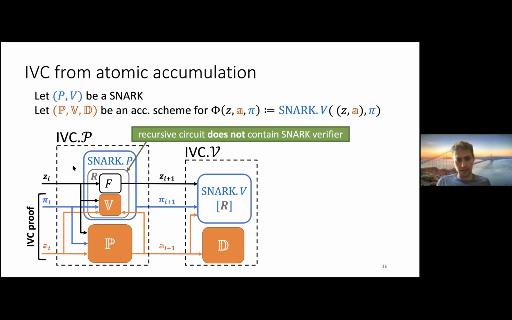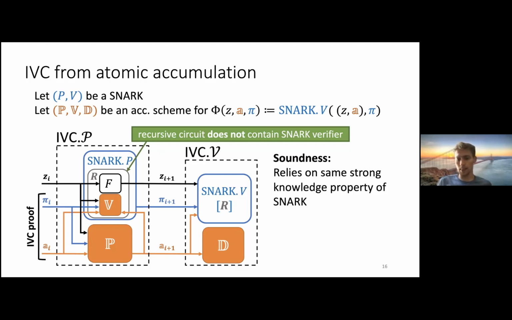Well, the important thing is that now this recursive circuit, and this is really the costly part about IVC, doesn't contain the SNARK verifier anymore. All it contains is the accumulation verifier, which by assumption is much cheaper. It turns out that having a SNARK with an efficient accumulation scheme is easier than having a SNARK with efficient verification. So this is what we've gained. The green box is what we've gained.